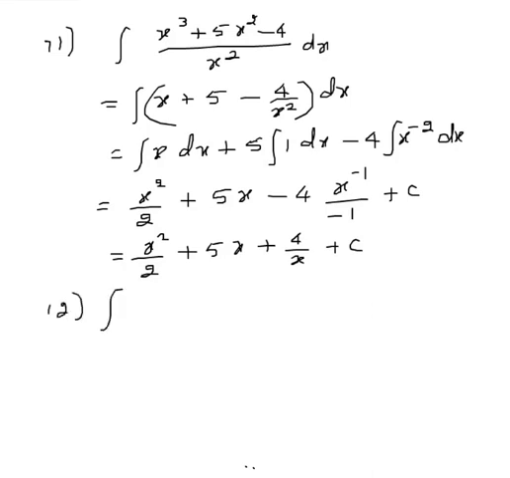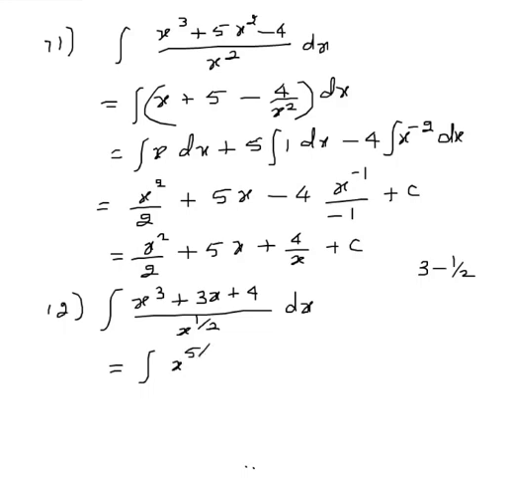Question number 12. Integral x cube plus 3x plus 4 divided by root x. Root x can be written as x raised to half. Same method we are going to use. Let us divide each term by x power half. So x raised to 3 divided by x power half is 3 minus half. 3 minus half becomes 5 by 2, plus 3 times x raised to 1 minus half, which is half, and plus 4 x power minus half times dx.